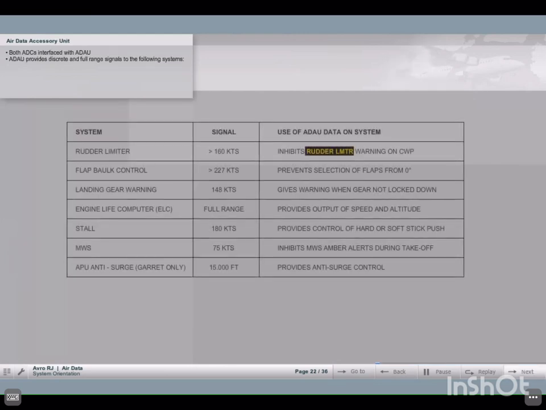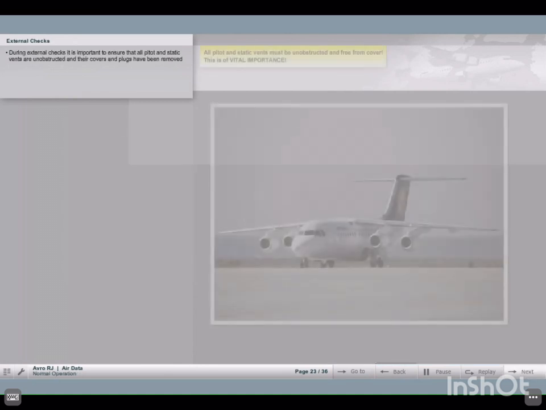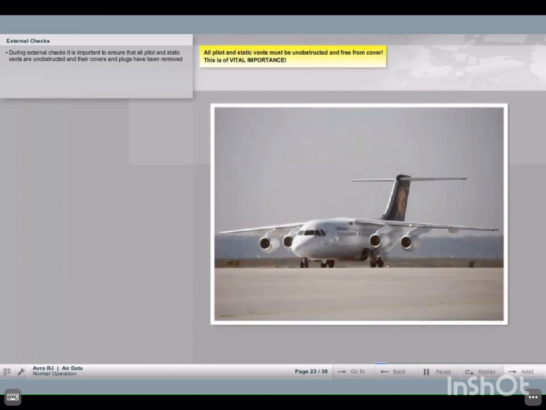Both of the ADCs feed the Air Data Accessory Unit, which supplies several discrete and full-range signals to the following systems. During the external checks, it is vitally important to ensure that all pitot and static vents are unobstructed and their covers and plugs have been removed. Now, click yourself through the external checks.